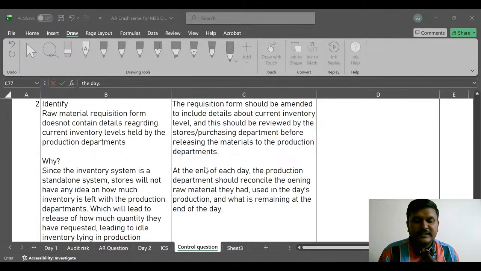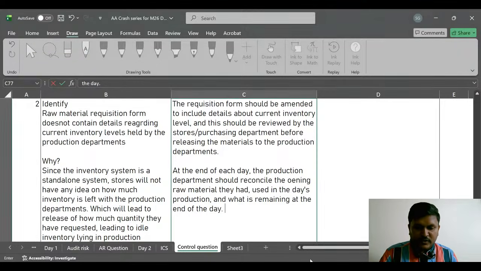The auditor can check. The auditor can inspect the requisition form to see that it contains the current inventory level, and they can observe the process, like whether the purchase department or the stores department is reviewing the inventory level before releasing the goods to them. So that is one thing. Second thing, they can inspect the document where this reconciliation of raw material has been made by the production department. These are the two things we can make over here, right? So write down that particular thing over here.